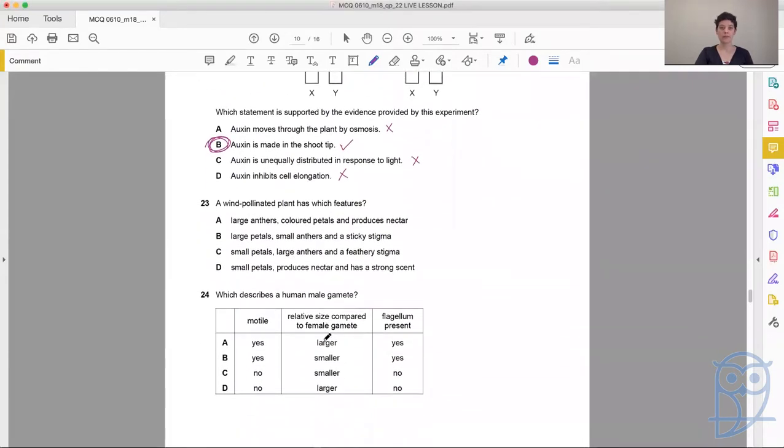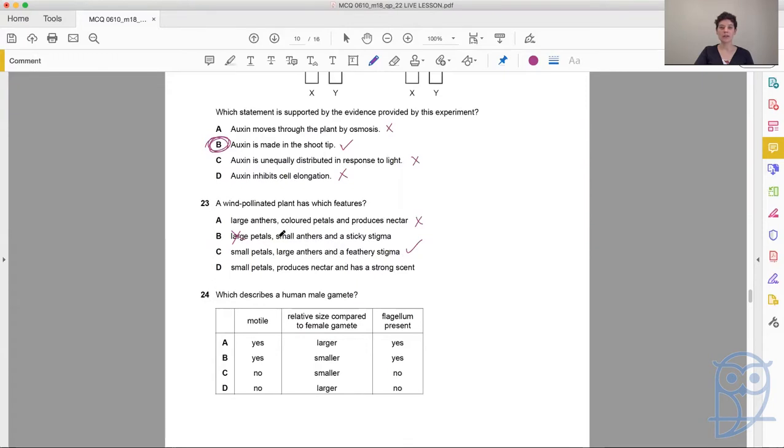Question 23, sticking with some plants. A wind-pollinated plant has which features? Large anthers, colored petals, and produces nectar. Well, colored petals and nectar, that sounds rather like an insect-pollinated plant. Large petals, small anthers, and a sticky stigma. Large petals, that belongs in insect pollination. Small petals, large anthers, and a feathery stigma. There we go. Those all sound good.